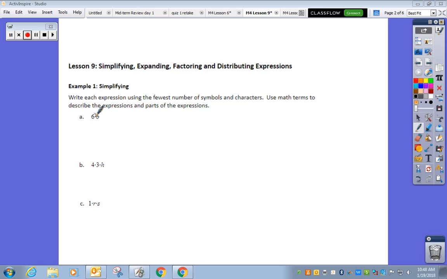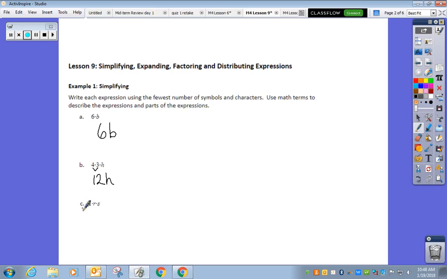So if I have 6 times b, with algebra, we don't need that multiplication symbol to show we're multiplying. So all we would do is write this as 6b, taking out that multiplication symbol to simplify the problem. Looking at letter B, there's some math we can actually do here. We can do that 4 times 3 first and get 12. 12 times h can just be written as 12h. So we've done some multiplication and taken out the multiplication symbols.